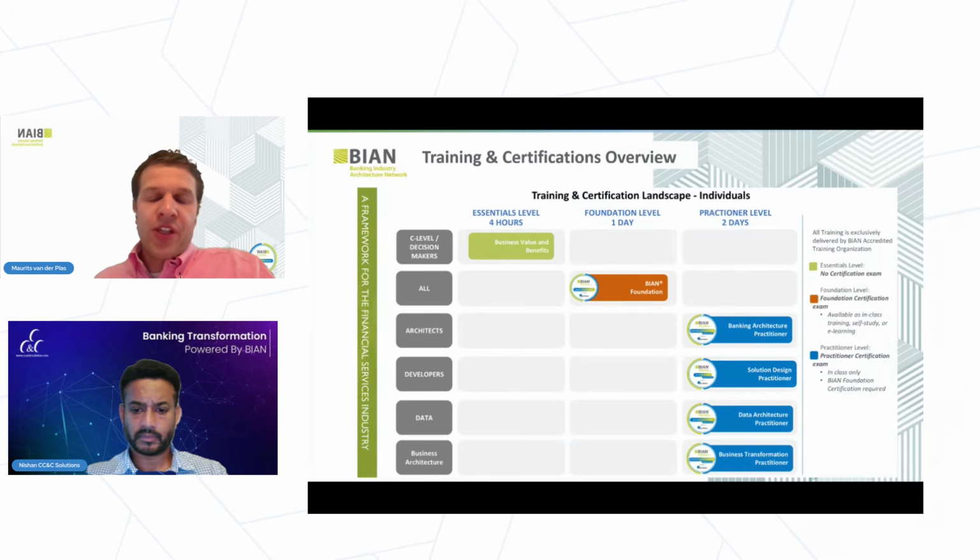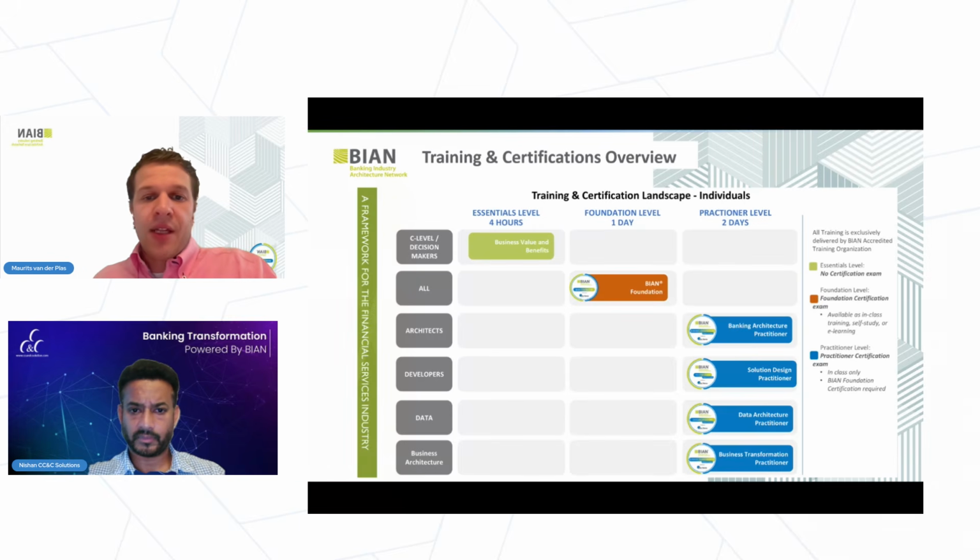So the BIAN Foundation course was already there, but it's been transformed from a 2-day course to a 1-day course. The 2-day course was a BIAN Architecture course. Now it's more a BIAN Foundation course, going more into what is the theory behind BIAN and what BIAN is all about. So the foundation course is more for anybody working in an organization that works with BIAN, so that the team around also understands the terminology and what BIAN is about. And then we split on disciplines.